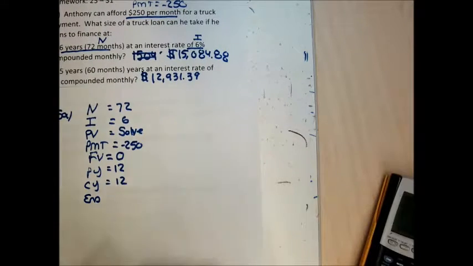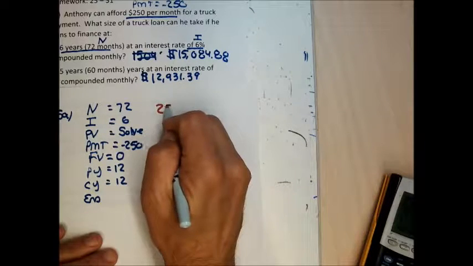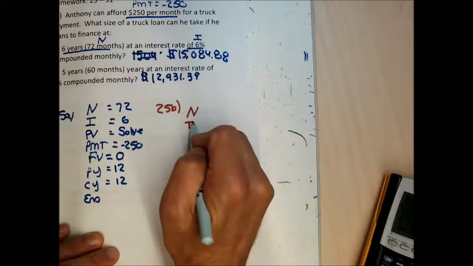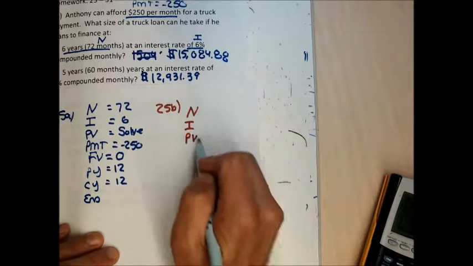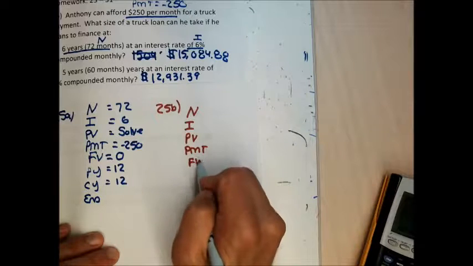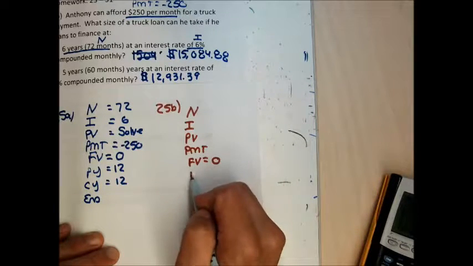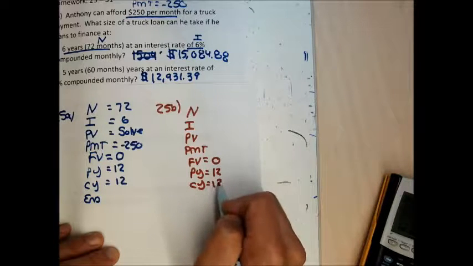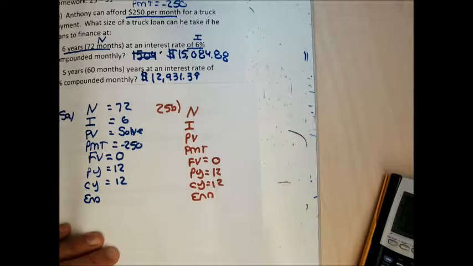The only difference between Part A and Part B is the length of the loan. Everything else is going to be the same. I know this is a loan problem, so I'm going to leave the FV at 0. I'm going to leave the PY and the CY at 12. And I'm going to leave the bottom at end.